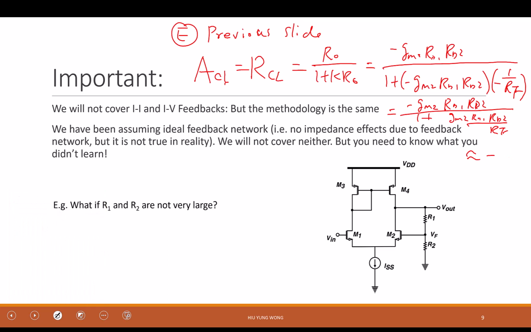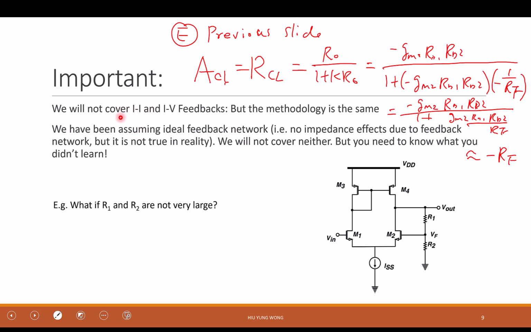So any questions? So that will conclude our feedback, right? Really try to understand what I'm talking about. This is a very important hint for your final. Understand everything. Do not make mistakes. Do not make the wrong sign, okay?